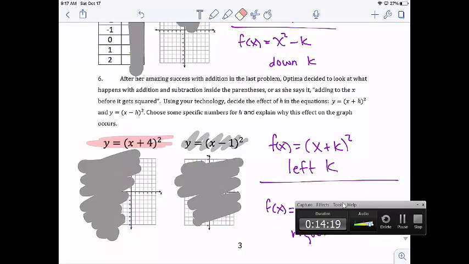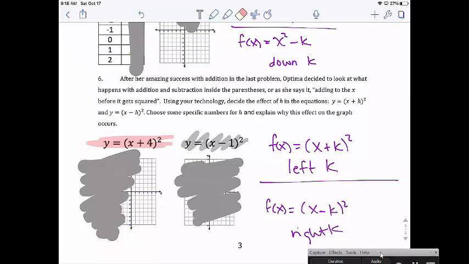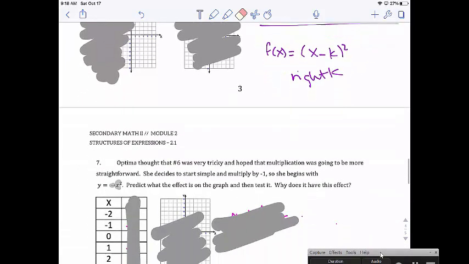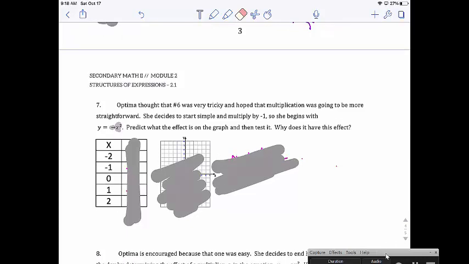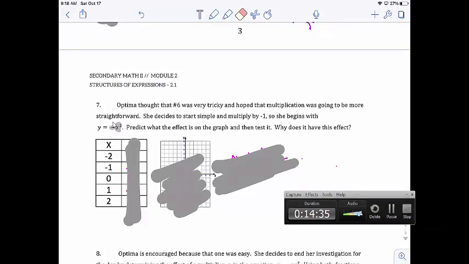Okay, so this one you can see that if you add k, it goes to the left. And if you subtract k, it goes to the right. What you have to do is get the correct graph. And then you're also going to see what happens if you put a negative in the front. And I'll leave that one up for you. You tell me what happens right here after you draw the graph.